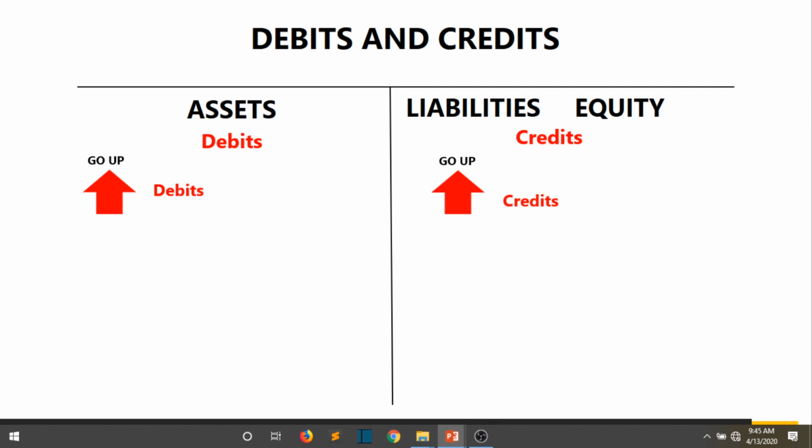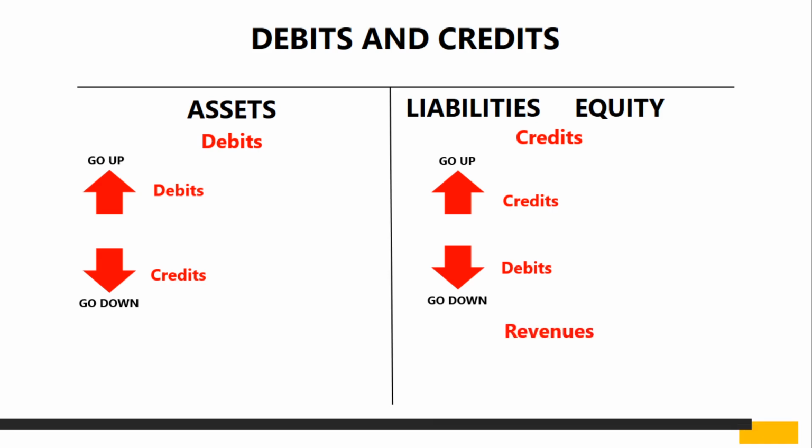Okay, let's take another step further now. When an asset goes down, we're going to call that the opposite of debit, which is what? That's a credit. And similarly, when liability and equity goes down, we're going to call that the opposite of credit, which is a debit. So that is the basic rules for debits and credits. Easy to remember, right?